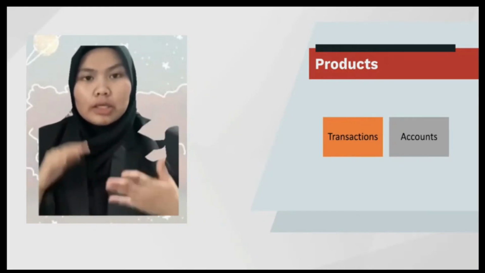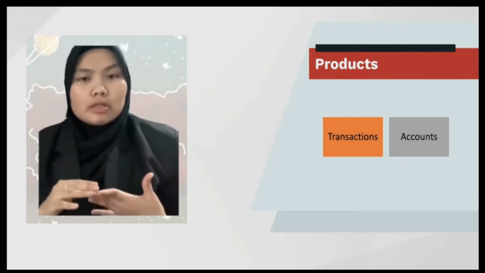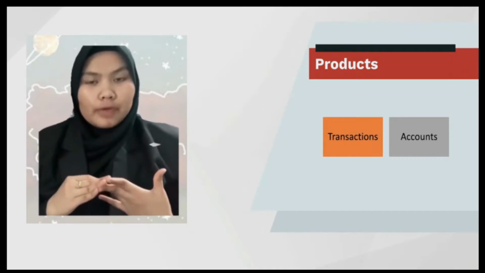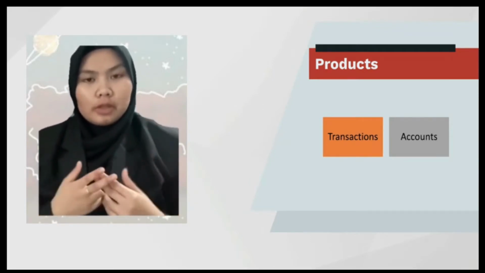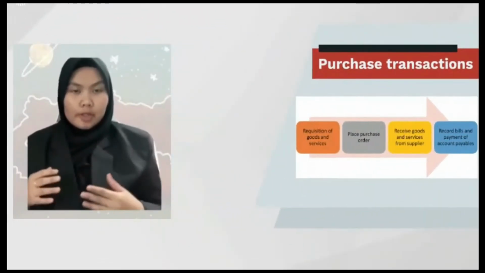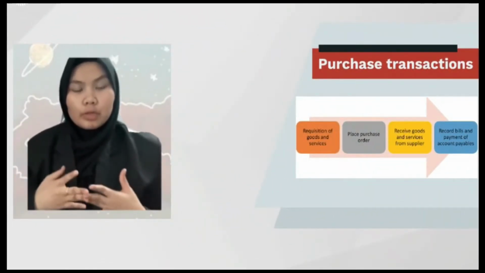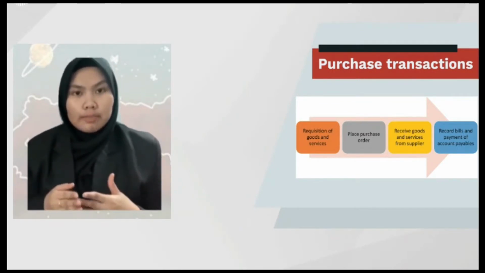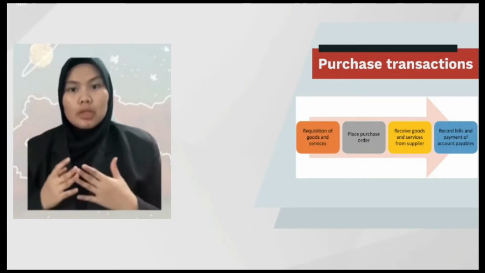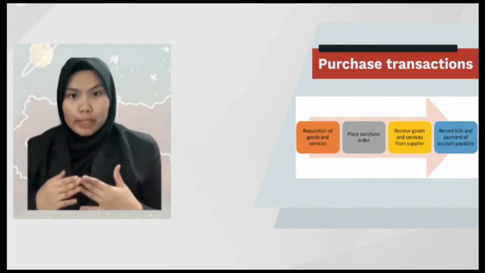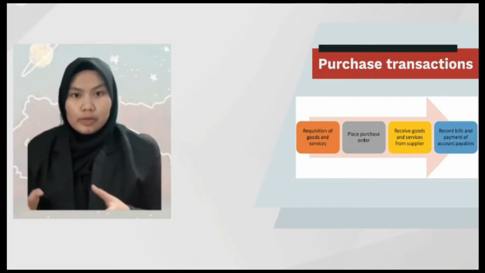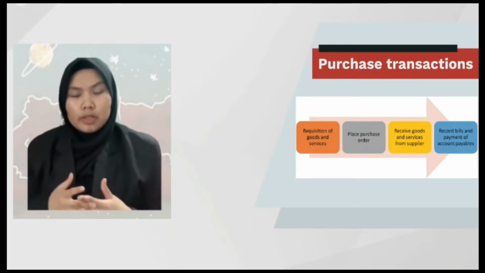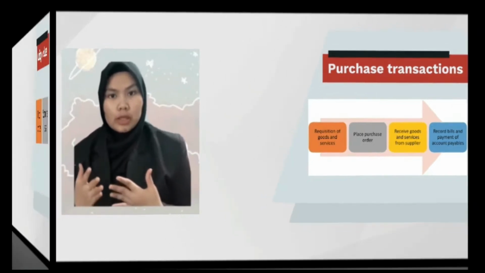For example, if the company purchases some goods, it must involve transactions, whether it is debit or credit. And it also involves accounts such as cash accounts, purchase accounts, and also accounts payable. The purchase transactions involved in the purchase cycle: the first one is the requisition of goods and services. Next, the purchase department of the client's company will place the purchase order to the supplier. After that, they will receive goods and services from the supplier. And lastly, it will involve recording the bills and payments to the accounts payable.